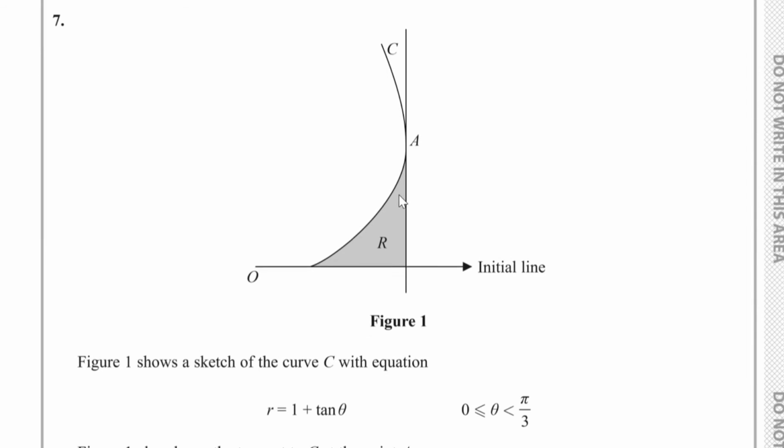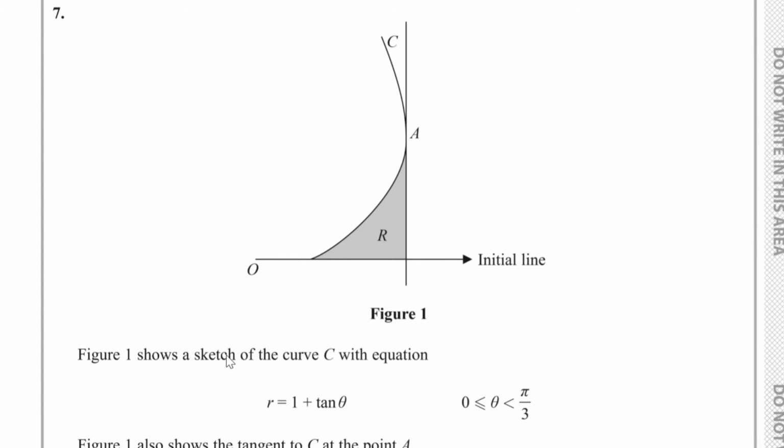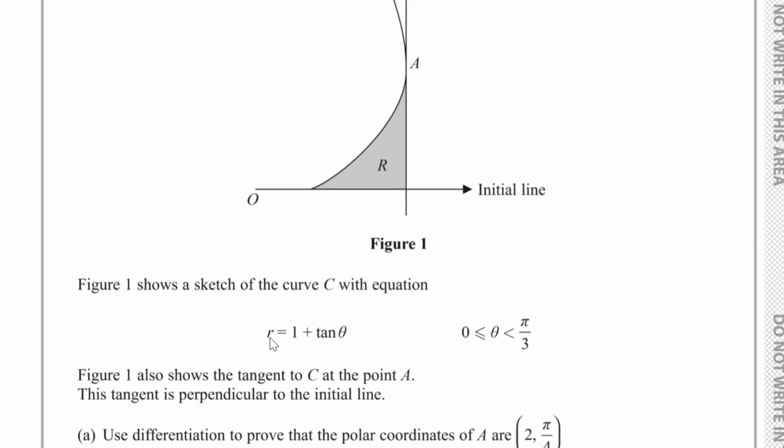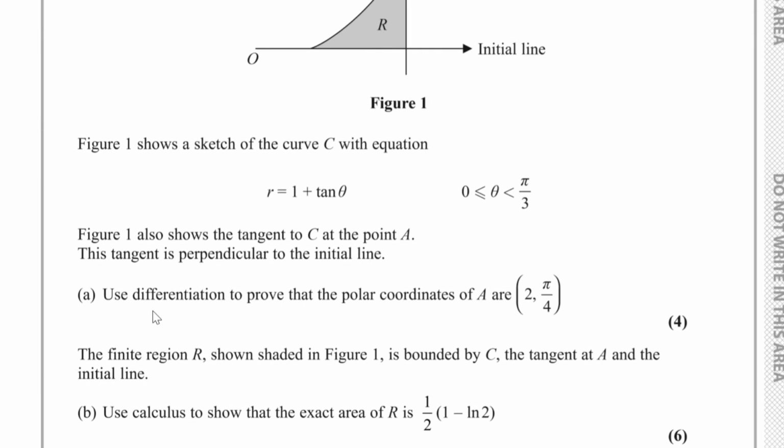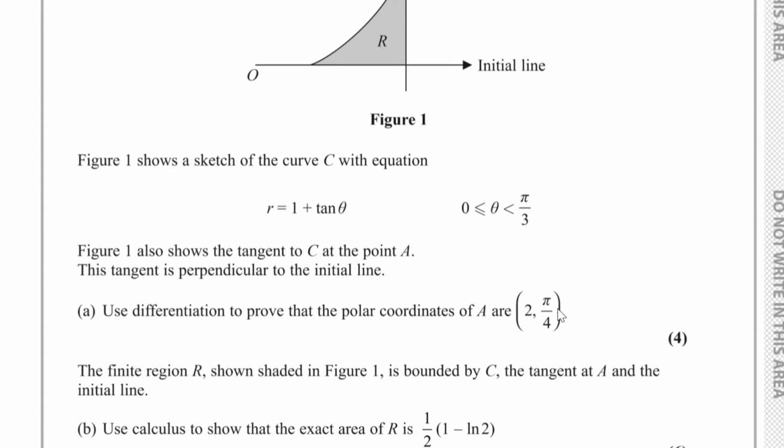Question number 7. Figure 1 shows a sketch of the curve C with equation r equals 1 plus tan theta, where theta is in between 0 and pi over 3. Figure 1 also shows the tangent to C at the point A. This tangent is perpendicular to the initial line, and we have to use differentiation to prove that the polar coordinates of A are 2, pi over 4.